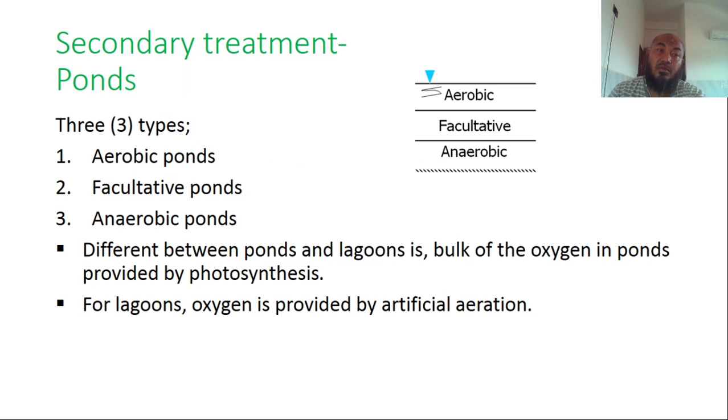Okay, so if you use a pond, there are three types of pond: we have an aerobic pond, we have a facultative pond, and an anaerobic pond. Facultative pond means anoxic pond. Okay, this is in between the aerobic condition and the anaerobic condition. So the difference between them: in a pond, the bulk of the oxygen is provided by photosynthesis. For a lagoon, oxygen is provided by artificial aeration.